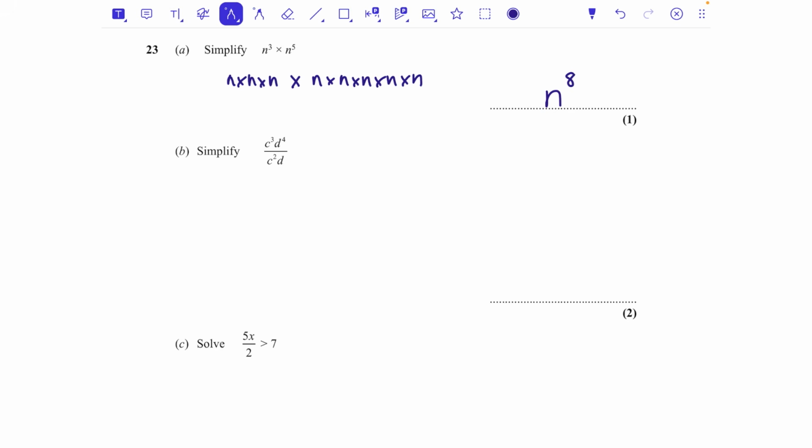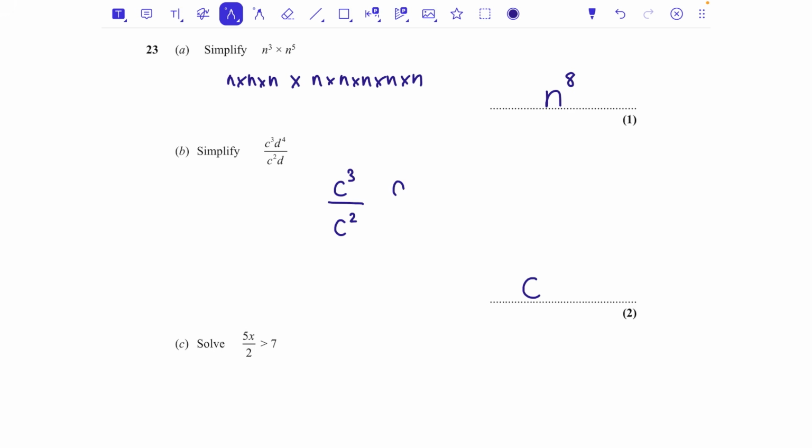For question part B, we're dividing, so we're going to take away the powers. If you've got c cubed divided by c squared, we're going to do 3 take away 2, which is 1. So it's going to be c to the power of 1, which we just write as a c. If you do put the power of 1, that's absolutely fine. You're not going to lose any marks for that.